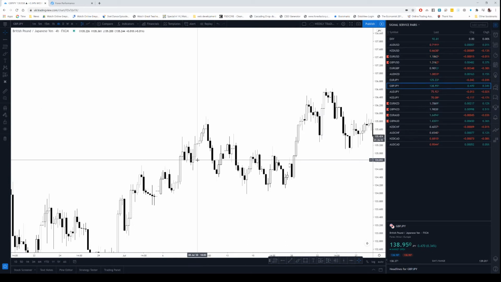Okay, so we did have a low and we had a high, and price closed below this low. The fact that price was able to close below this low means that the market structure is bearish on the 4-hour. If the market structure is bearish on the 4-hour, then we can look for sells.